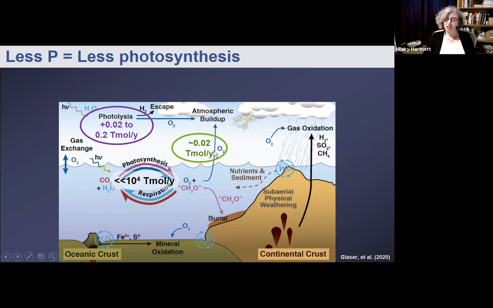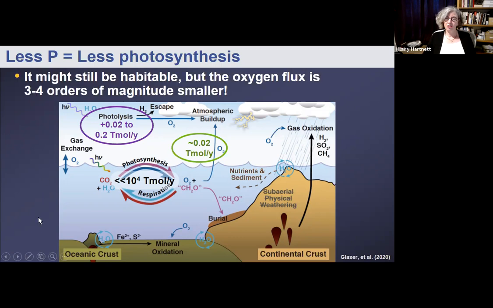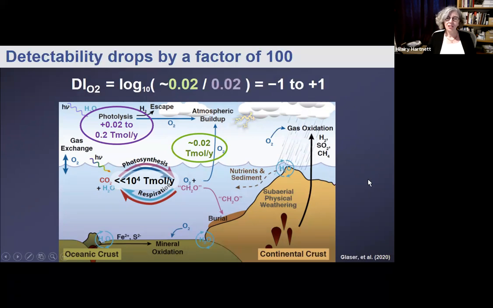Now, the biological production rate is of the same order as the non-biological production rate. This planet might still be habitable, but the oxygen flux to the atmosphere is much smaller, and it's difficult to distinguish the abiotic rate from the biological rate. Life detectability using oxygen on this planet drops by a factor of 100 because the biological rate and the non-biological rate are of the same order, and the detectability index is now 1.